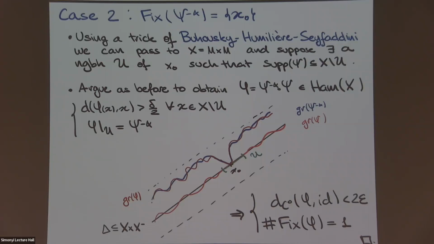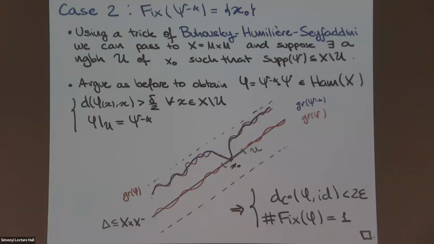When we were dealing with one forms, we could use Poincaré's lemma and make it vanish around a contractible neighborhood. Now we don't have Poincaré's lemma, but what we do is this quite fantastic trick of Buhovsky, Humilière, and Seyfaddini. They use this to prove the C0 continuity of the spectral norm for a spherical symplectic manifold, so that by passing to N cross N, you can assume that your symplectic path is supported away from a small ball.